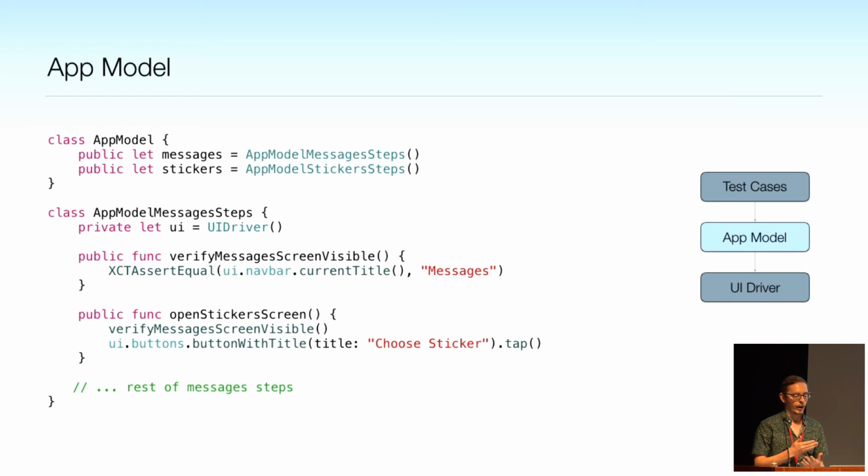There's a reference to the UI driver here. And there are two methods that I'm showing. One is to verify that you're on the messages screen. So this goes straight to the UI driver. This actually talks to the app and gets the current title of the navbar, to make sure it equals Messages. But then there's a compound step to open up the stickers. That first verifies that you're on the right screen, and then also does a UI driver step to actually open the stickers.